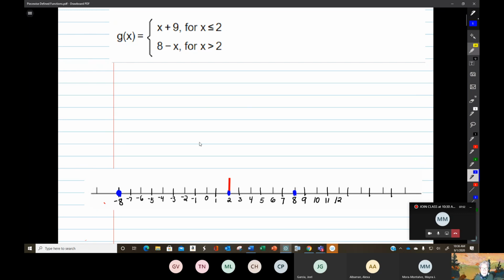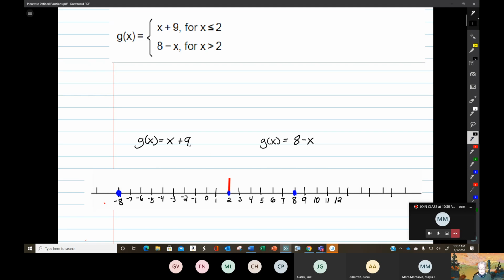Well, over here to the left of 2, g of x is going to equal x plus 9. So I'm going to write that down. And over on the right, g of x is going to equal 8 minus x. Okay, and it's like x equals 2 is the dividing number.